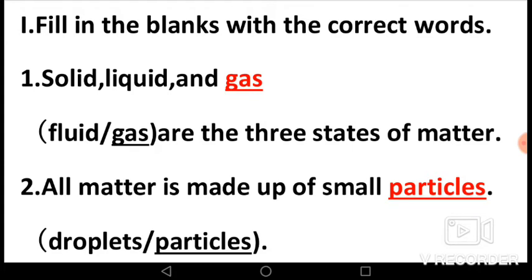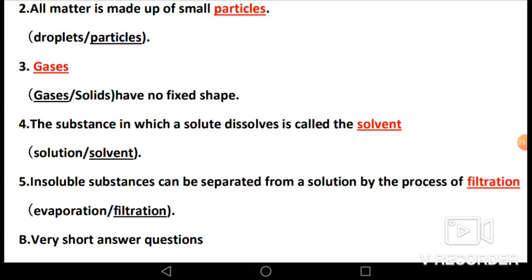Now let's understand the second fill in the blanks. All matter is made up of small dash droplets or particles. The answer is particles.